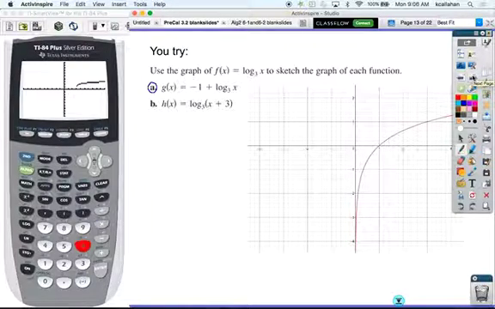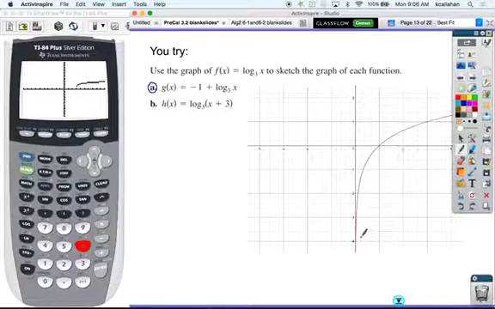Okay, so use the graph of f of x equals log base 3 of x, that's this right here, to sketch the graph of each function. So it says you try, but I'll just go along with you here because it's hard to draw these things. This is actually a screen capture from Desmos, which is not a bad graph, really. Easy to see, certainly better than that. And see, it did not cut it off.